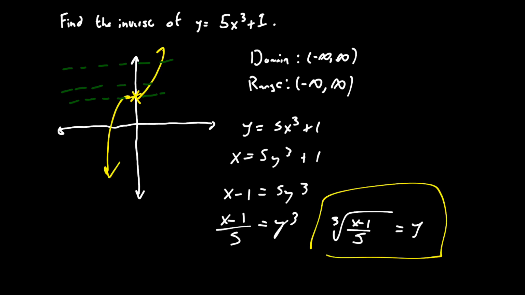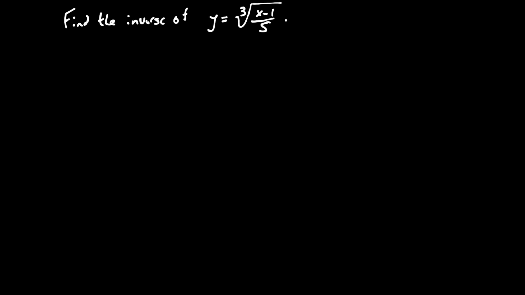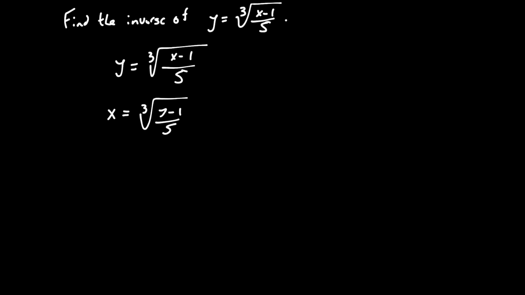Now let's go ahead and verify that the inverse of the cube root of (x minus 1) divided by 5 is the function we started with. Again, we're trying to find the inverse of y is equal to the cube root of (x minus 1) divided by 5. Let's rewrite this equation. We'll get y is equal to the cube root of (x minus 1) divided by 5. And now switch your x and y's. So we'll get x is the cube root of (y minus 1) divided by 5. And now we just solve for y.